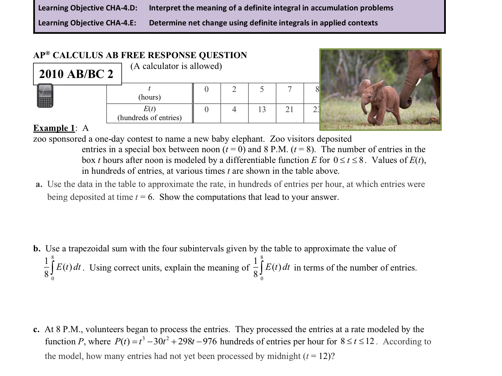400, right? 400 entries have been in there at time t equals 2, okay? So question A is asking us to use the data in the table to approximate the rate in hundreds of entries per hour at which entries were being deposited at time t equals 6. Show what has led us to our answer. So we want to find what is the rate at time t equals 6.